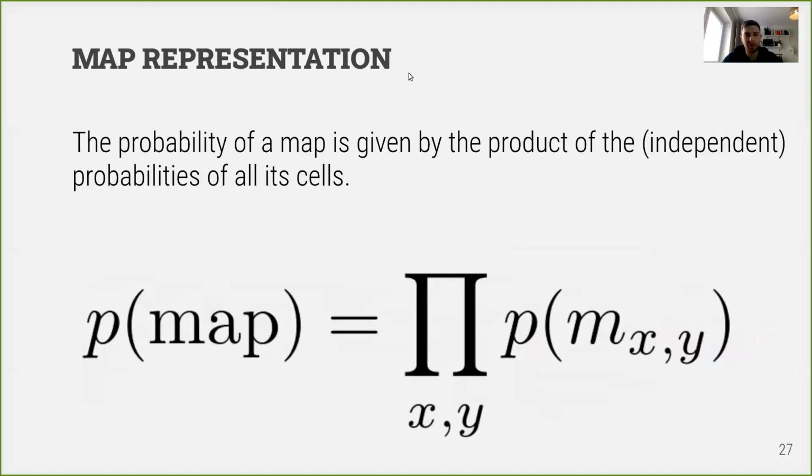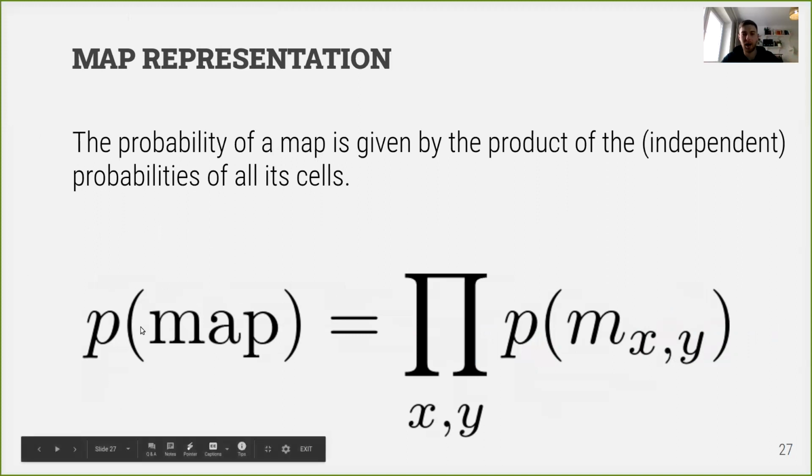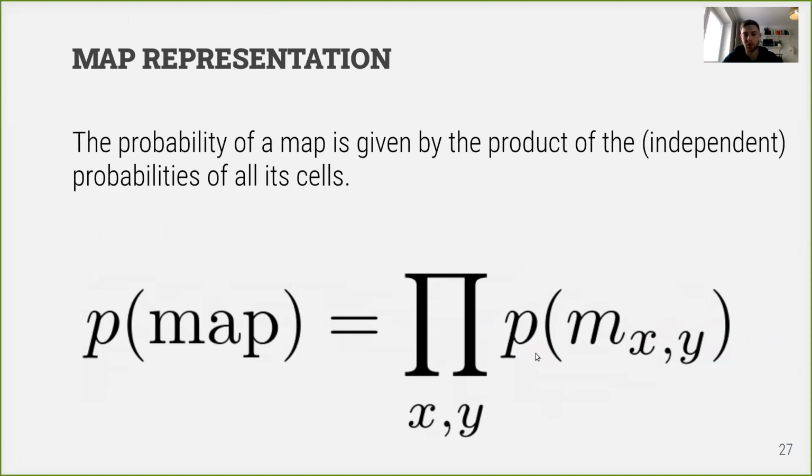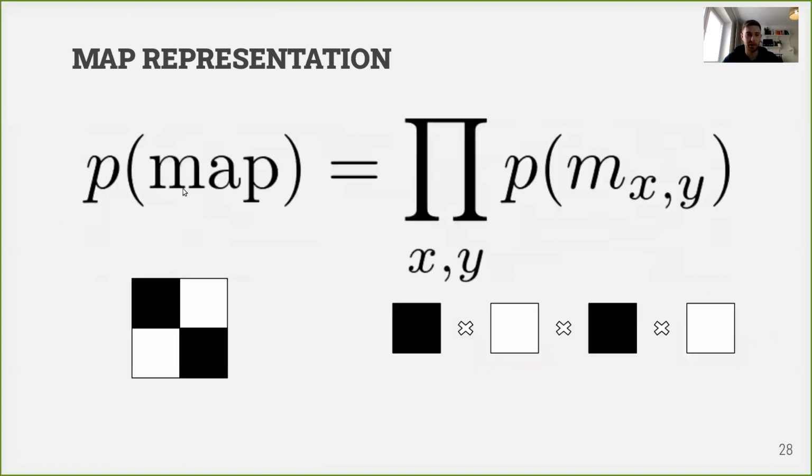And then the map representation: the probability of a map is given by the product of independent probabilities of all cells. So to compute the probability of a particular map, we just compute the product over each cell. Here is an example. If we have a map like this, the probability of this map will be equal to the product of probabilities stored in each individual cell.